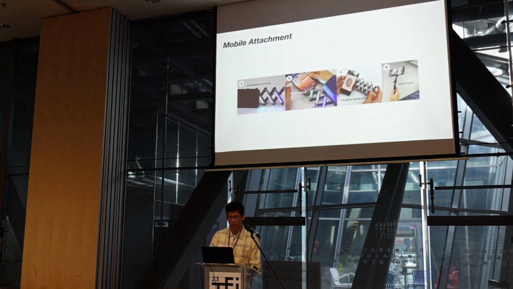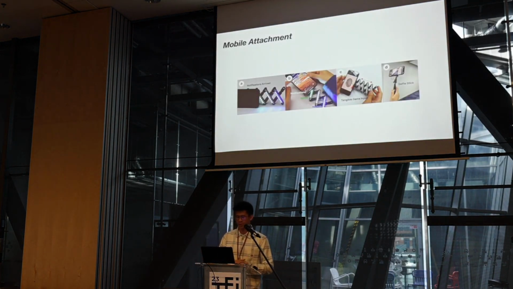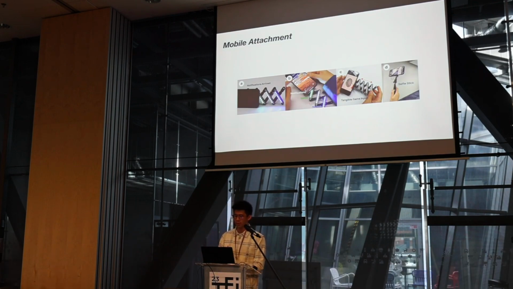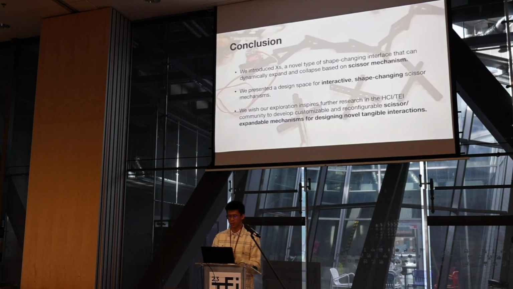We also, in the paper, had an example of mobile attachments, where you can attach X's devices to your mobile phones, and then you can use these I/O capabilities for tangible notifications, game inputs, and a selfie stick. We won't go into detail, but please check out the paper when you get the chance. To summarize, we introduced X's, a novel shape-changing interface that can expand and collapse based on the scissor mechanism, and we defined its design space and hope that this exploration inspires further research in the ACI and TEI community to build scissor or expandable mechanisms for designing novel tangible interactions.